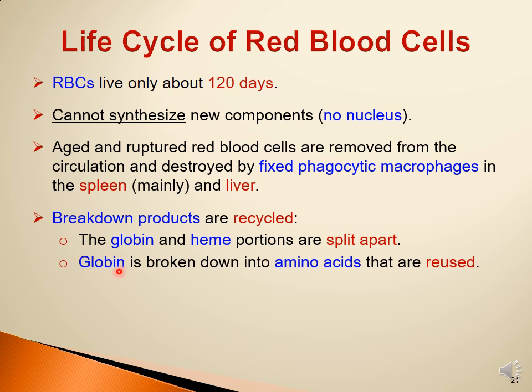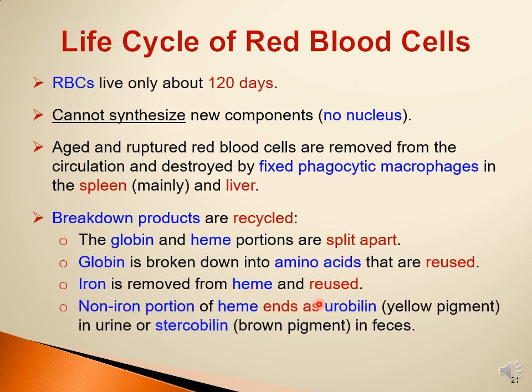Globin is a polypeptide. It will be broken down into amino acids, and these amino acids can be reused for the production of proteins anywhere in the body, including new hemoglobin. Iron is removed from the center of the heme ring, and then it is reused for the production of new hemoglobin. The non-iron portion of heme will end as urobilin, which is yellow pigment in the urine, or stercobilin, which is brown pigment in feces. So the non-iron portion of heme is not recycled.